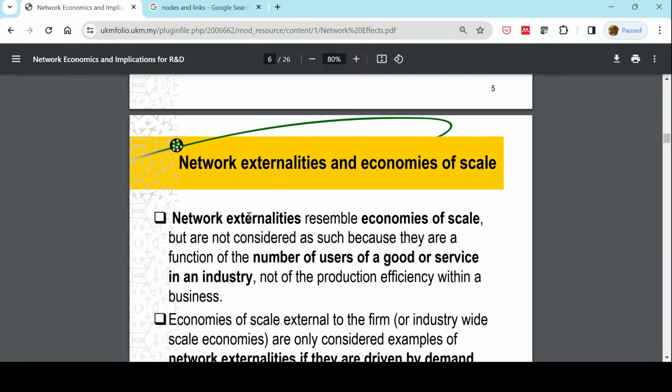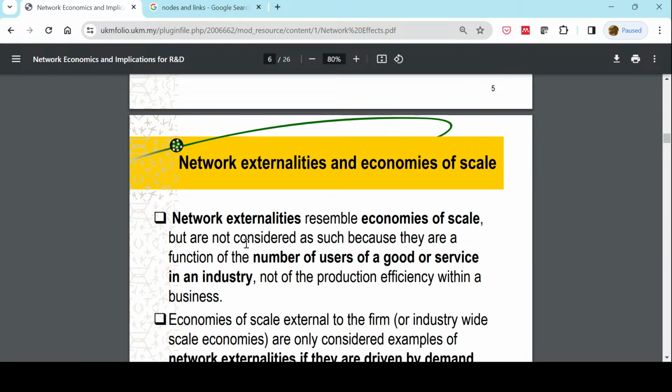Network externalities, on the other hand, resemble economies of scale, but they are not and cannot be considered the same as economies of scale. They are a function of the number of users of a good or service in an industry, not of the production efficiency within the business.